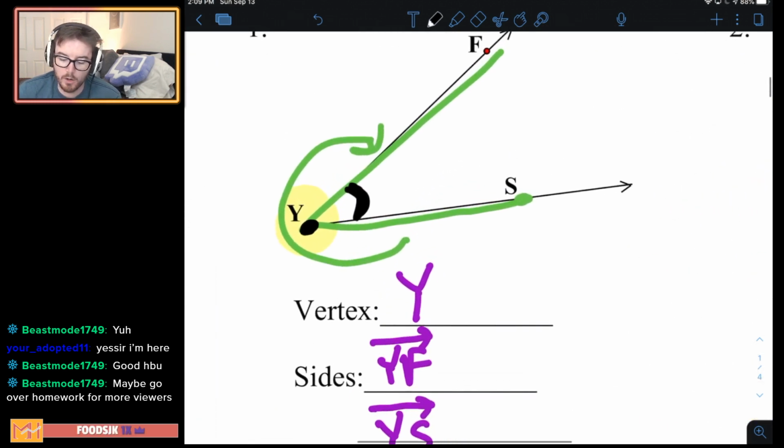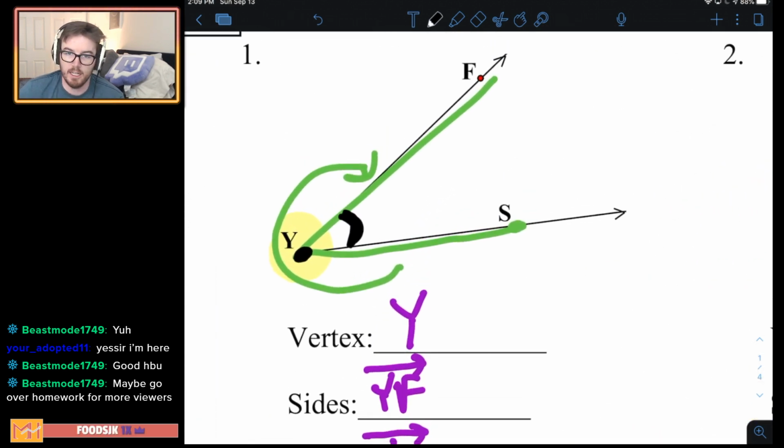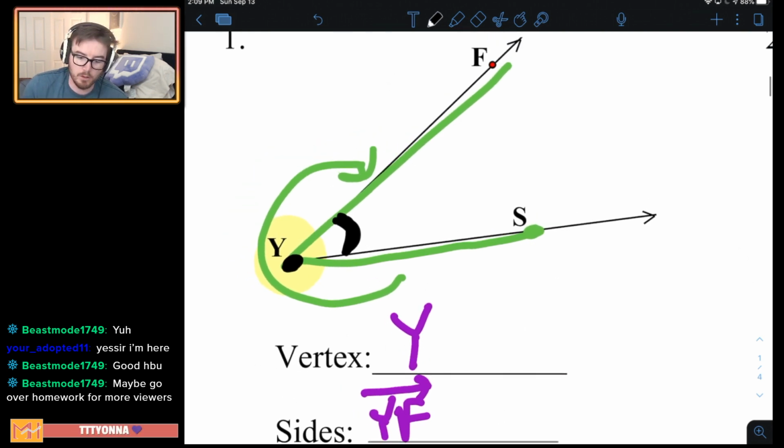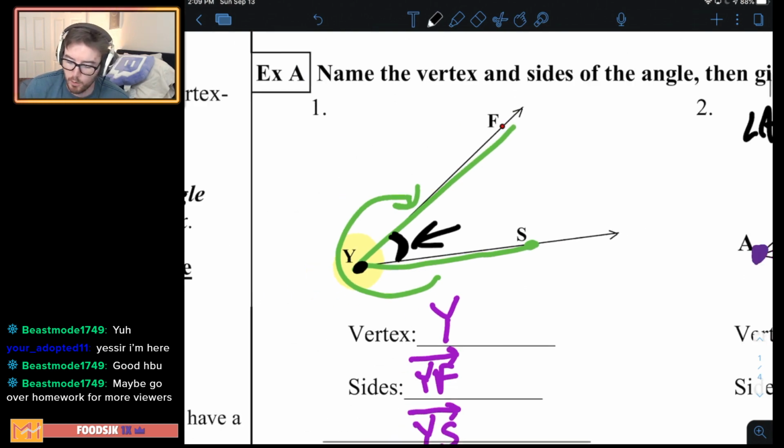Only when there's no ambiguity is the word I like. Ambiguous meaning like if something's ambiguous, it's unknown or fuzzy or hard to determine, right? I think it's pretty obvious that if I were saying angle Y, I'm only talking about this one angle. What other angle is there, right? There's only one on the page. So I can simply call it angle Y.